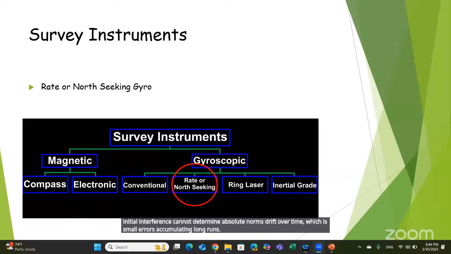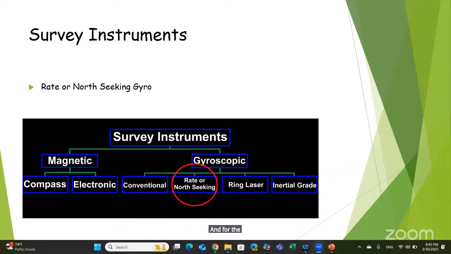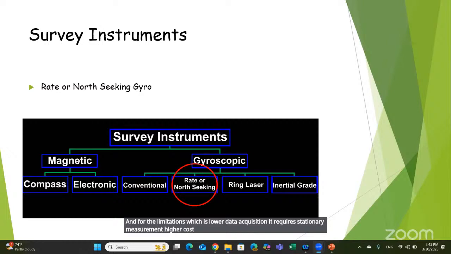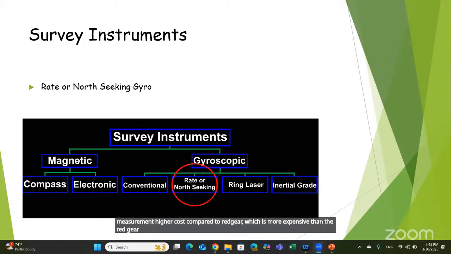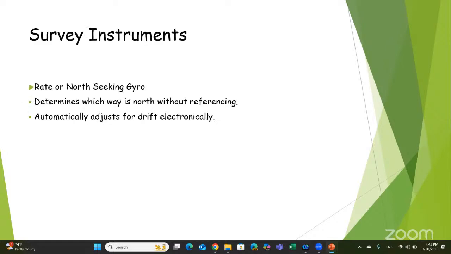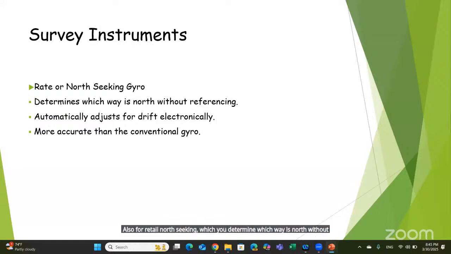And the north-seeking gyro can determine true north independently, making it highly accurate for wellbore positioning in magnetically disturbed environments. For the limitations, it has lower data acquisition, requires stationary measurement, and has a higher cost, being more expensive than the rate gyro. Also, the north-seeking gyro determines which way is north without referencing, automatically adjusts for drift electronically, and is more accurate than the conventional gyro.